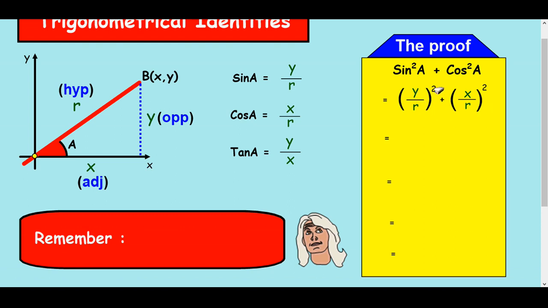So let's square them out. We've got y squared over r squared, because it's y over r times y over r. And the same over here, we've got x times x over r times r, so that's x squared over r squared. Now, those fractions have got a common denominator, which is kind of handy, so you can put the top all over r squared.